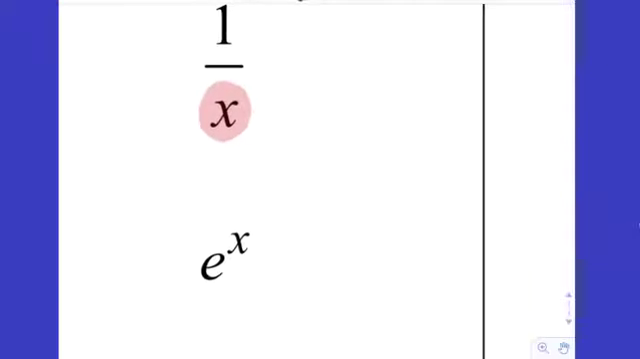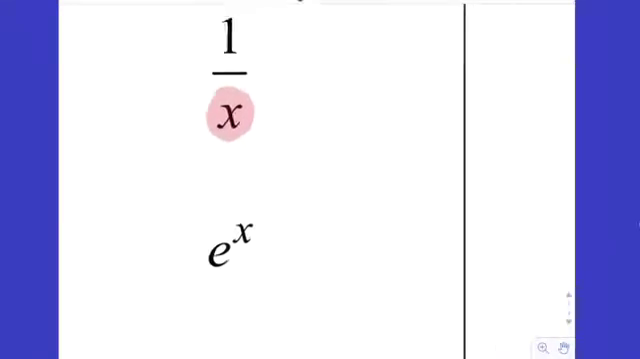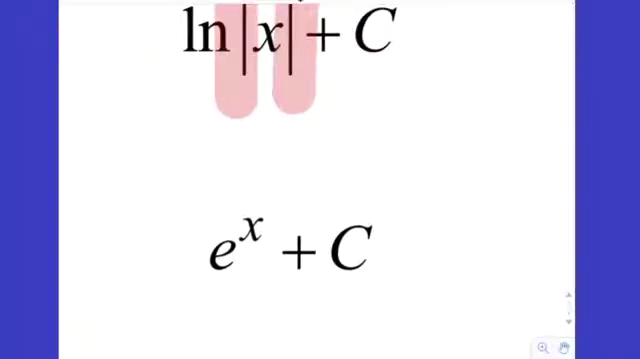All right, what's the antiderivative of e to the x? E to the x, its antiderivative. E to the x plus c, very good. E to the x plus c.